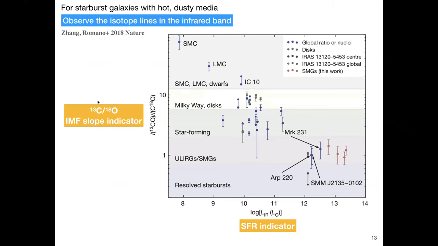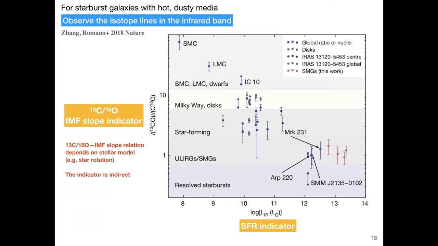to look at the isotope ratio of these galaxies. And basically, different isotopes are produced by different mass of stars. So it gives you an indicator on the MF slope. And here it's plotted the isotope ratio versus the infrared luminosity, which is an indicator of star formation rate. And you see again a systematic trend going all the way from the SMC to SMGs. So that is crossing five luminosity magnitudes.